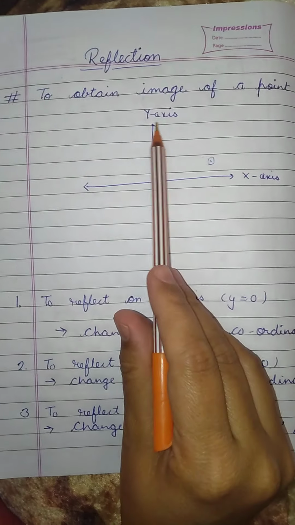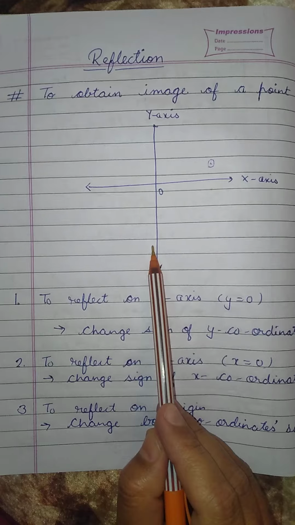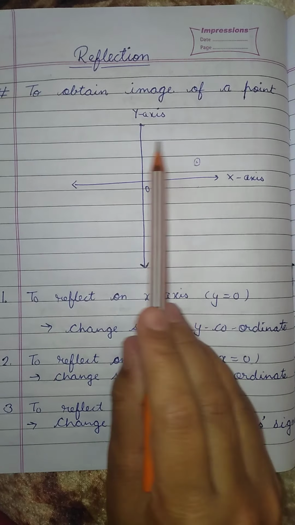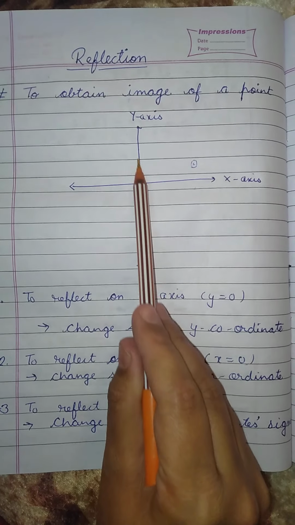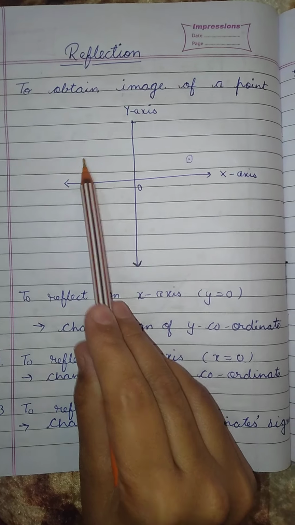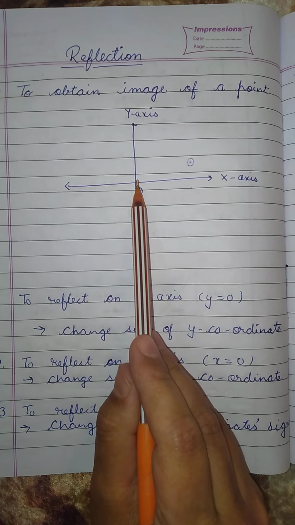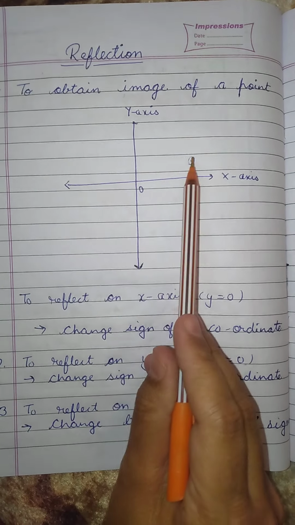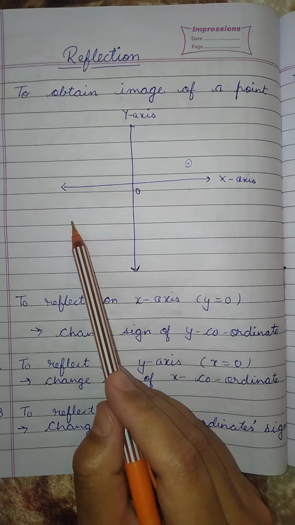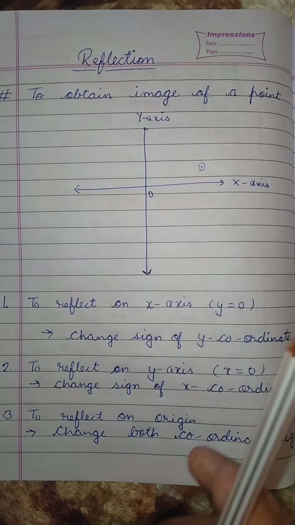And if the y-axis is the mirror line, then where will this point be seen? It will be seen on the other side of the mirror. And if the origin is the mirror, then the image of the point will be seen opposite to the origin.